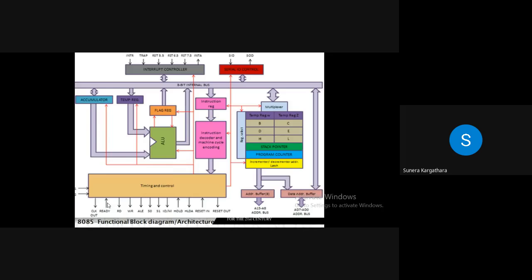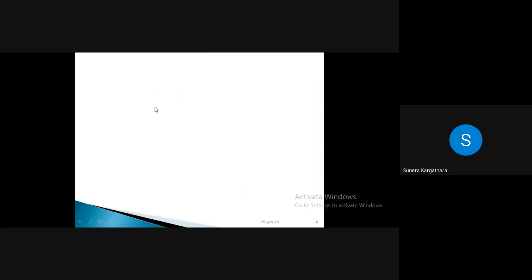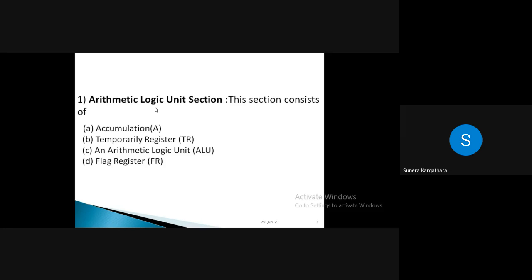How do you need to understand? If you consider your arithmetic and logical unit, you will find 4 different things connected with it. One is accumulator, second is temporary register, flag register. Can you identify, students? Yeah. Right? And finally, ALU. So arithmetic and logical unit section consists of arithmetic and logical unit.